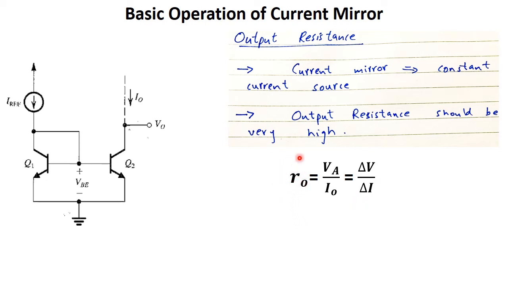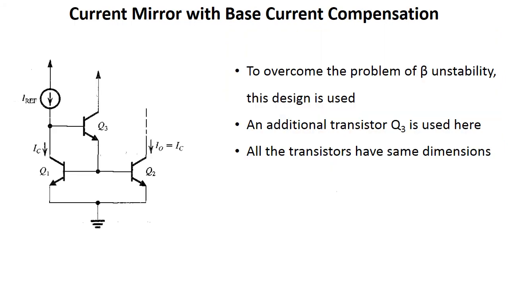So what we want is that output resistance should be very high and this current should be as stable as possible. But in case of this design, the output resistance is not very high. The output resistance of this current mirror is same as the output resistance of Q2. This R naught is output resistance of Q2 as well as output resistance of this entire current mirror. So I'm going to address both the problems one by one.